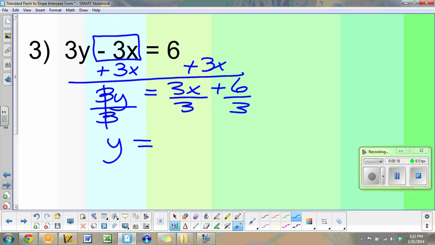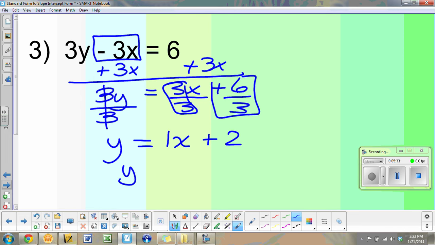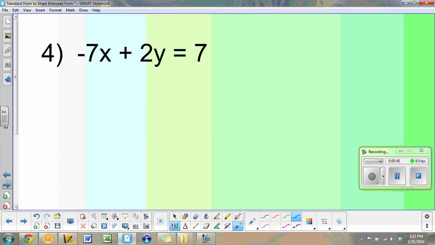Y equals, now this one does simplify. 3 over 3 is just 1, so I have 1x. And then 6 divided by 3 is 2. So y equals 1x plus 2. My slope would be 1, and my intercept would be 2. You don't have to have that 1 there. If you write it like this, that's correct as well. We just took off that 1, that coefficient of x. We don't have to have that.